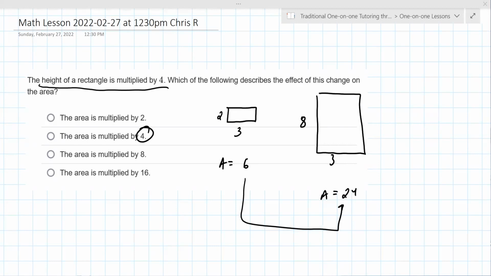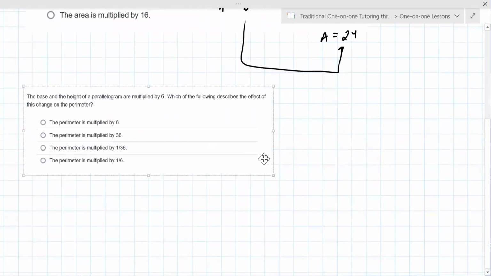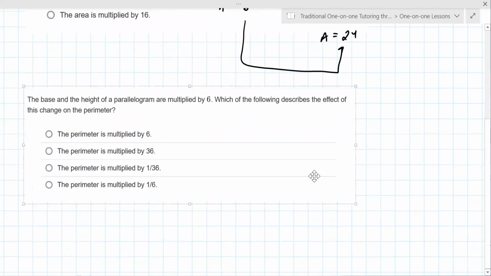Okay, let's do the same thing here, but it's a parallelogram. It's kind of the same thing. It's actually asking about perimeter. So the base and height of a parallelogram, both the base and height of the parallelogram are multiplied by 6. So let's do the same thing.